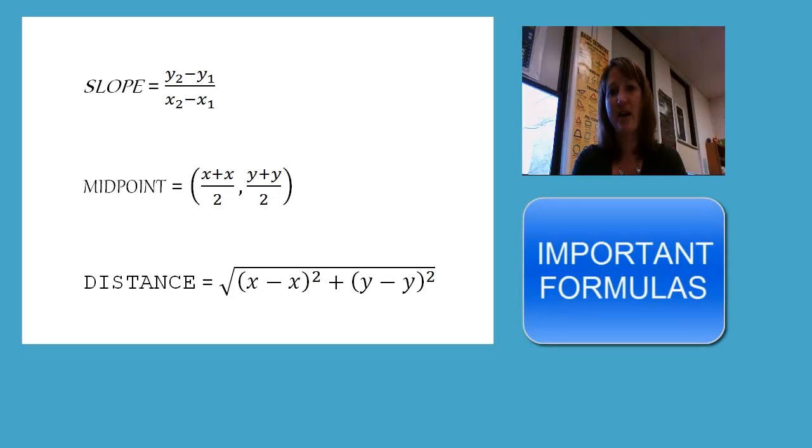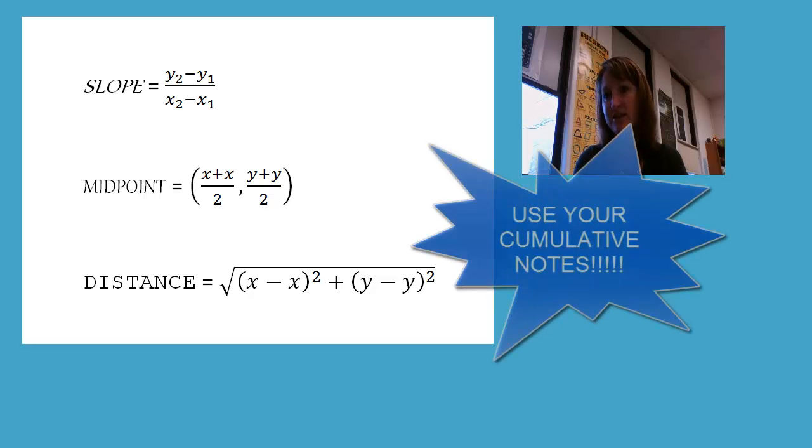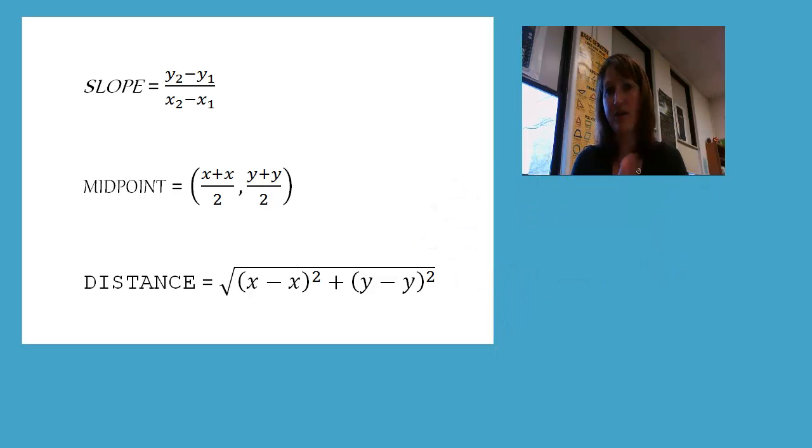Hi, for this day, what we're going to do is just review our formulas. Now, these are all formulas that we learned back in Chapter 2, and if you have your cumulative notes, you can find them all back in the lines chapter. So, for some of you, you probably already have the formulas and you don't necessarily need them. But for others, here they are.